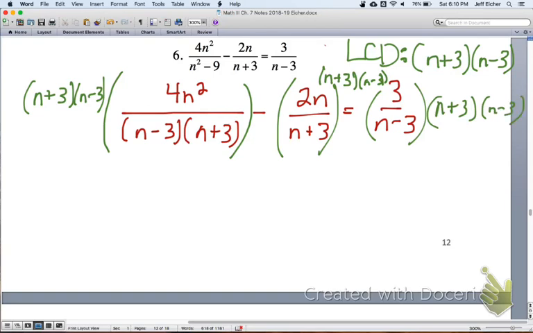Okay, so let's see what divides out. With this fraction on the left, the n plus 3 divides with this n plus 3, and the n minus 3 divides with the n minus 3. Lo and behold, how nice is that? We get a 4n squared.